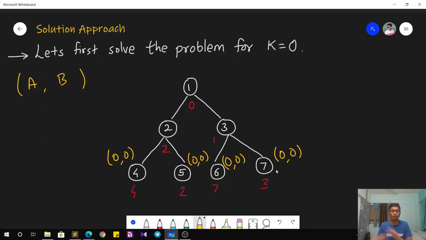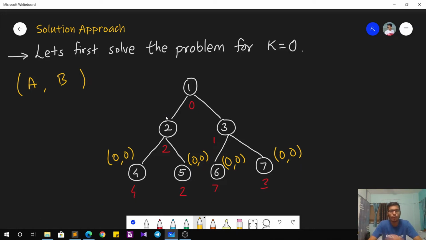What this means is that for all these leaf nodes, no matter if Alice begins the game or Bob begins the game, the score is going to be 0 in the most optimal case as well. Now let's move to their parents, that is one level up. Now let's focus on this node, that is node number 2.